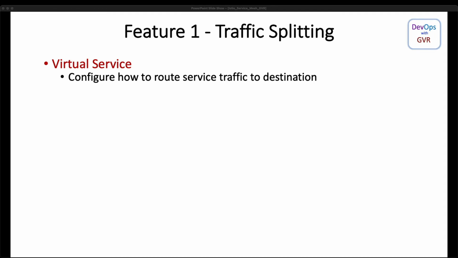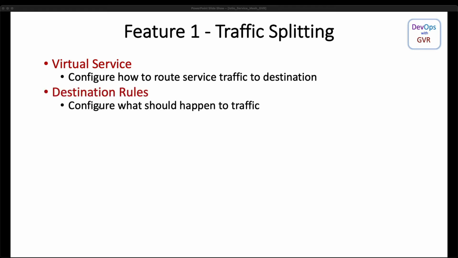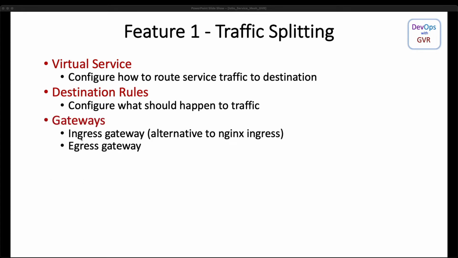By using this virtual service, we can configure the traffic between the source and destination. Here, source and destination are both services. Then the destination rule: you will define a virtual service first, and after that you will define destination rules, which define how the traffic should happen. And gateways. A gateway is nothing but an ingress gateway or egress gateway, an alternative to the default Kubernetes ingress, but it has more features than that.